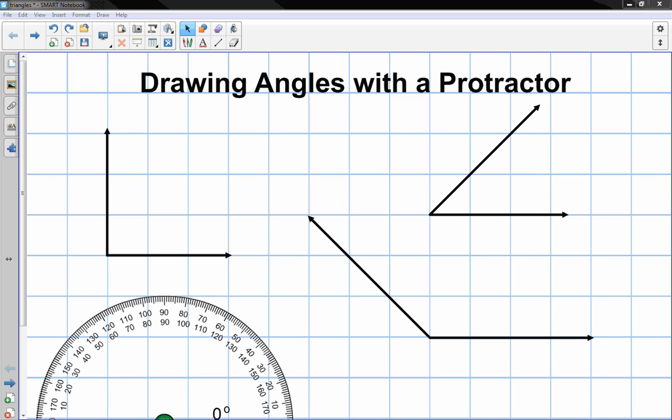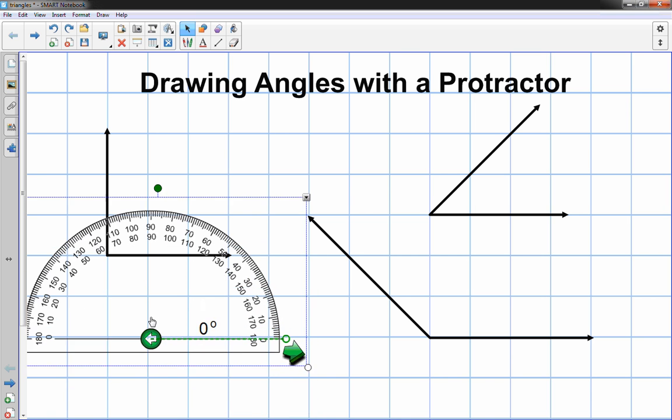Hey, this is Mr. Knowles, and this is a mini lesson about drawing angles with a protractor. We've been learning about angles, angle measure in math class. So hopefully you remember the different kinds of angles. Do a quick review though.